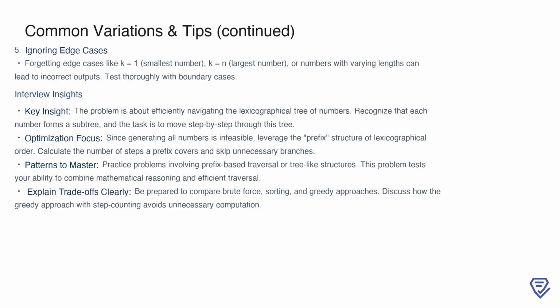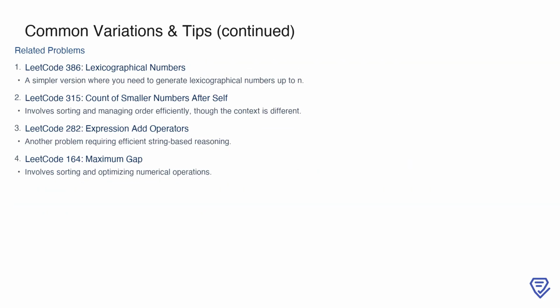Finally, be ready to explain trade-offs during interviews. Compare brute force, sorting, and optimized greedy approaches. The greedy step counting method is efficient because it avoids unnecessary computations, and you should be able to articulate why that's the case. To deepen your understanding, it's helpful to explore related problems. For instance, LeetCode 386, Lexicographical Numbers, is a simpler version of this problem where the goal is simply to generate the lexicographical order up to n. It's a great starting point to familiarize yourself with this concept.